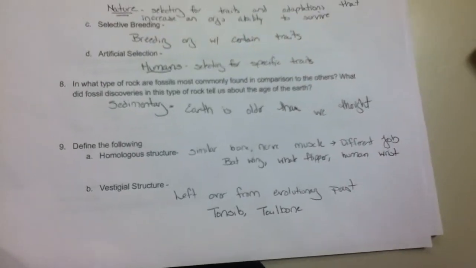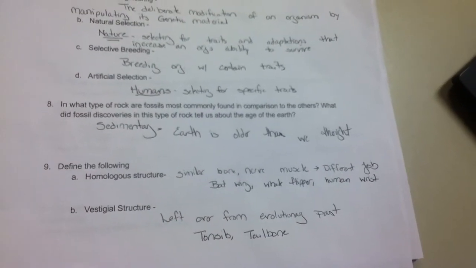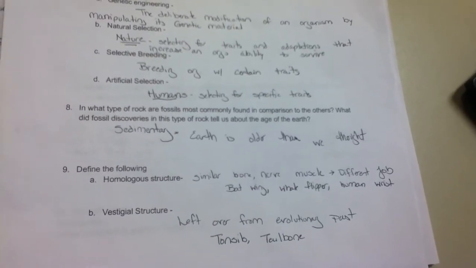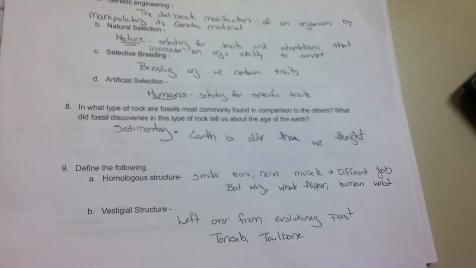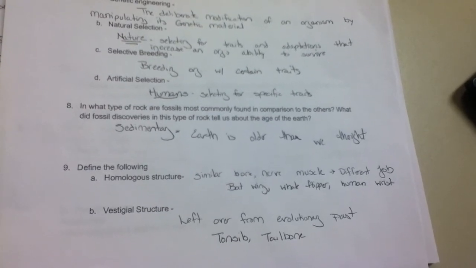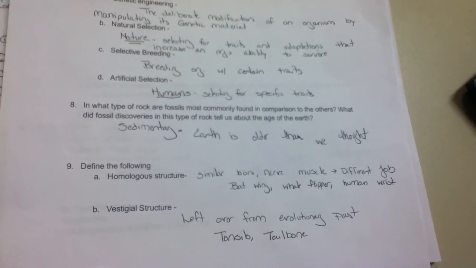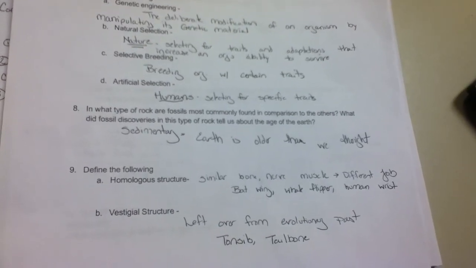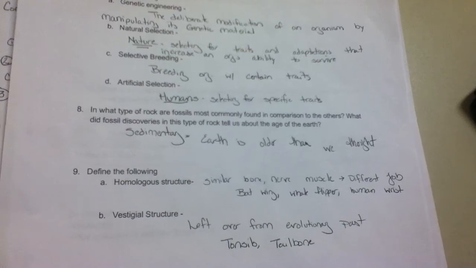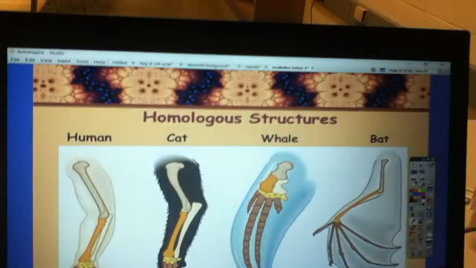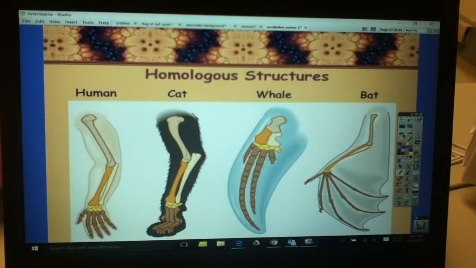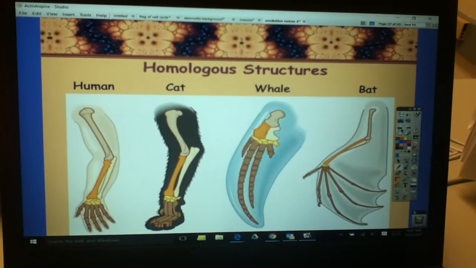Number 9, a homologous structure is something that's similar in bone, nerve, and muscle, but it has a different job. So homologous structures are like the forelimbs of a cat or a forearm of a human versus a flipper of a whale and the wing of a bat. They are similar in muscular arrangement, skeletal arrangement, and nerve arrangement, but they have different jobs.